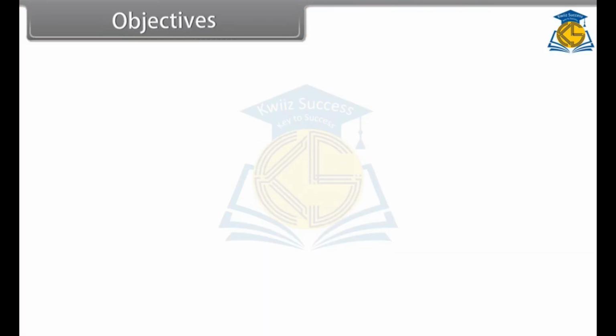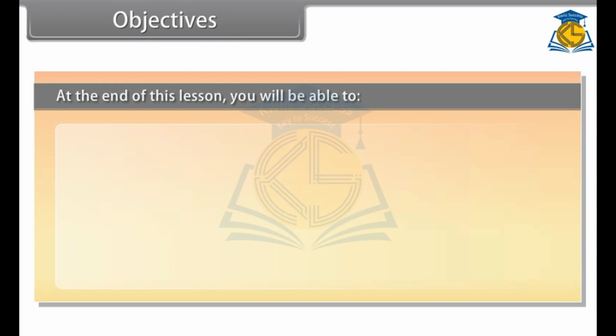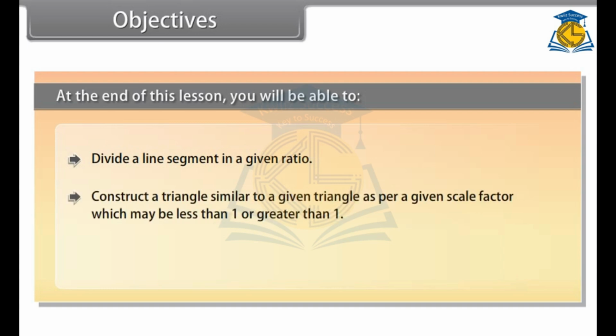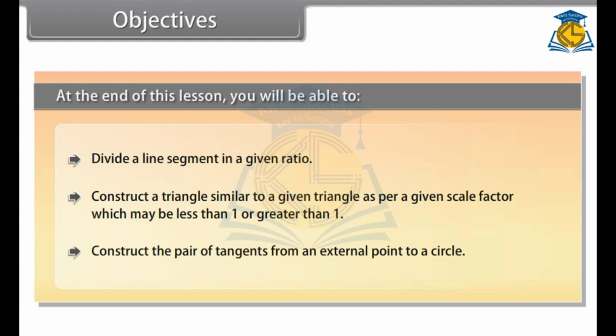Objectives. At the end of this lesson, you'll be able to divide a line segment in a given ratio, construct a triangle similar to a given triangle as per a given scale factor which may be less than 1 or greater than 1. Construct a pair of tangents from an external point to a circle.